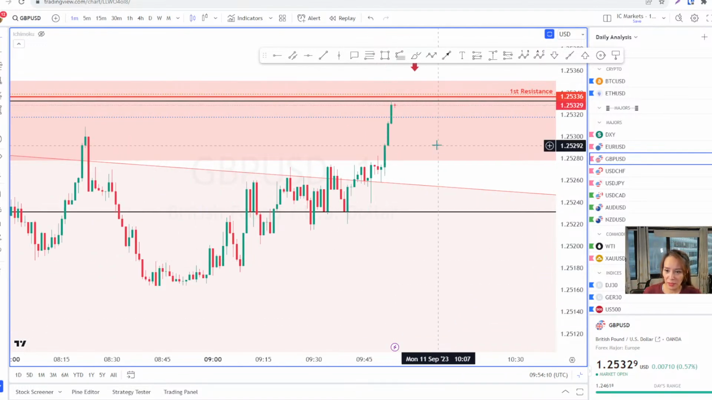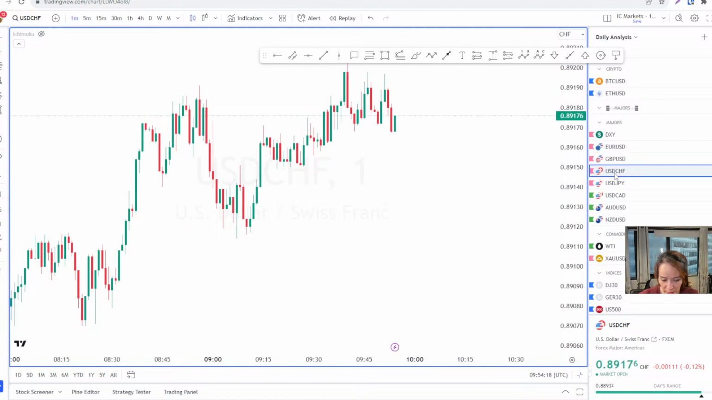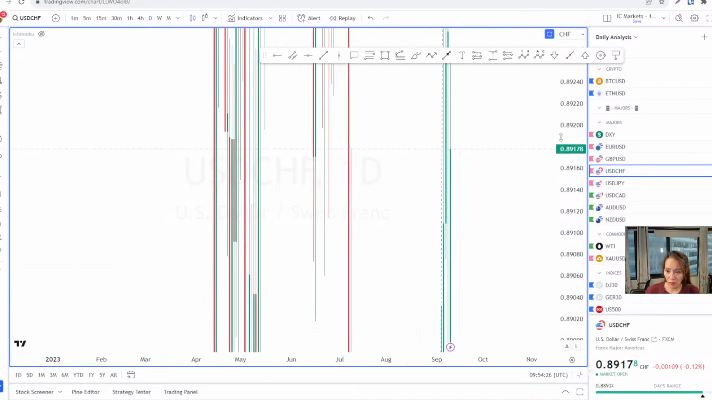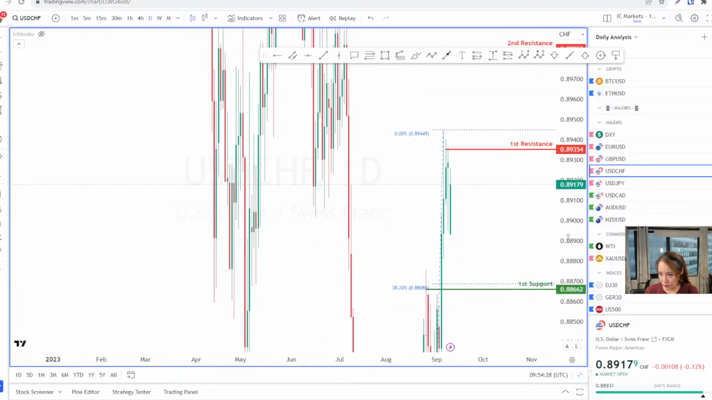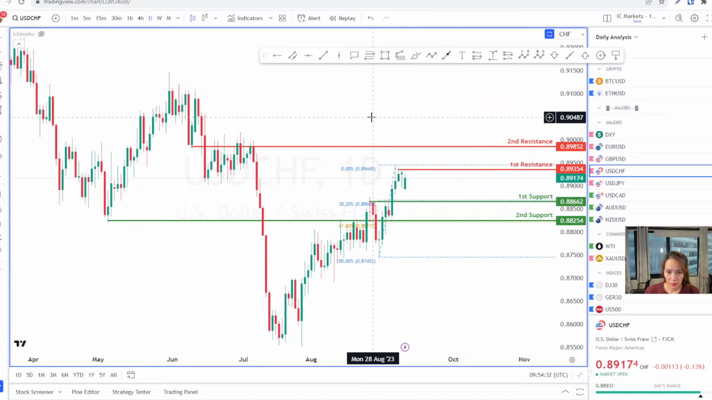Okay, let's see if they're going to reverse from this level. We will come back and see again. Alright, let's just look for another pair. Let's look for gold, maybe after this pair.